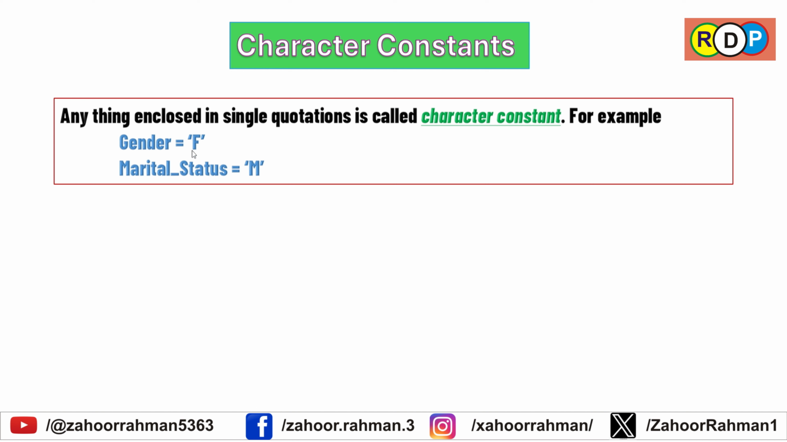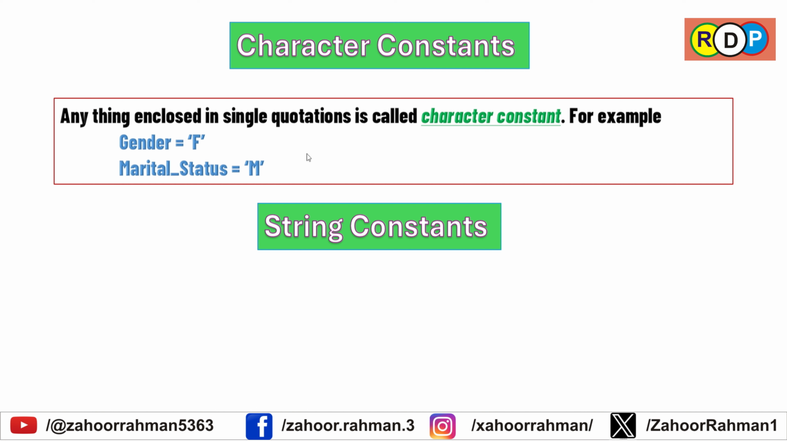Whenever you are encountering such a situation, you must understand that it is a character constant. Constant means it will not change. Whatever the value is, it will be printed as it is. Now, the second one is a string constant. What is string? First, we have to understand that the combination of different characters is called string. For example, if I am talking about Peshawar, P is a character, E is a character, S is a character, H is a character, A, W, A, R, all characters. So that is a string.